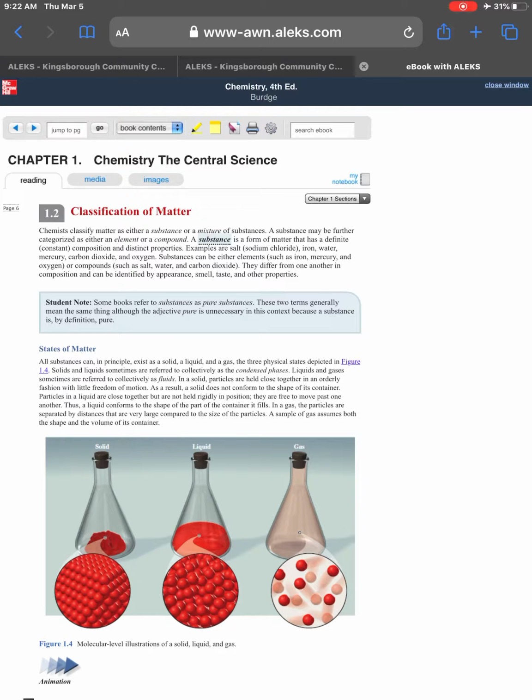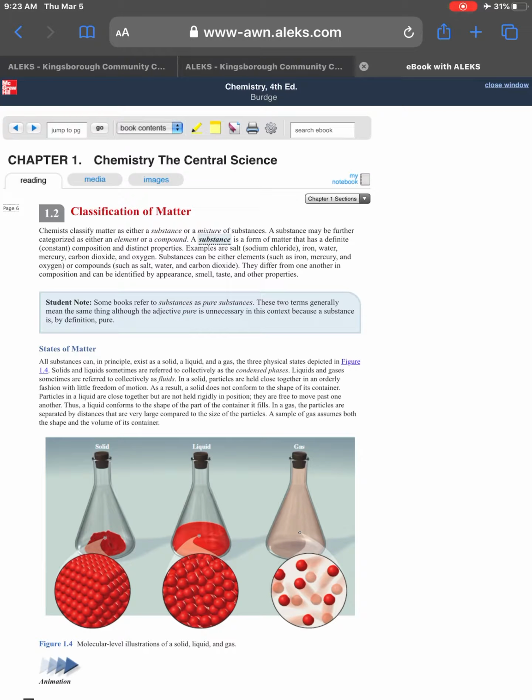When we're looking at matter, there are different terms that we use to discuss matter. Often when we look at matter, we're looking with what are called mixtures. So mixtures are combinations of substances. So let's go through a little bit of the terminology here. A substance is a pure material, which is either an element or a compound.